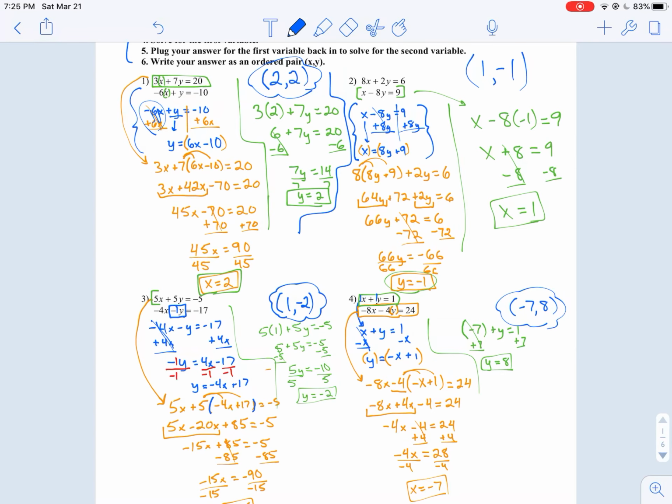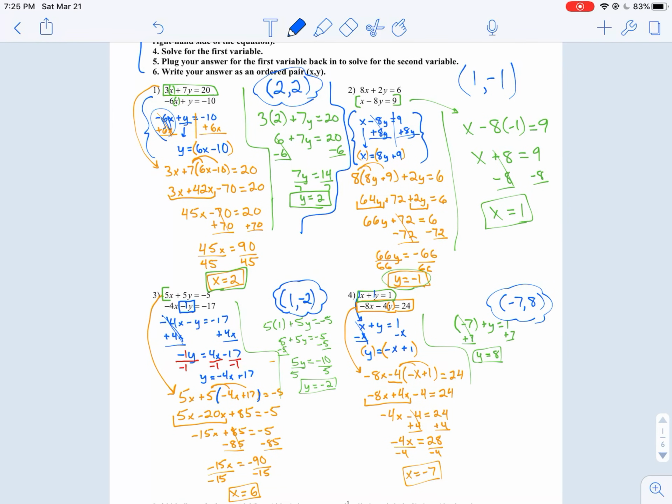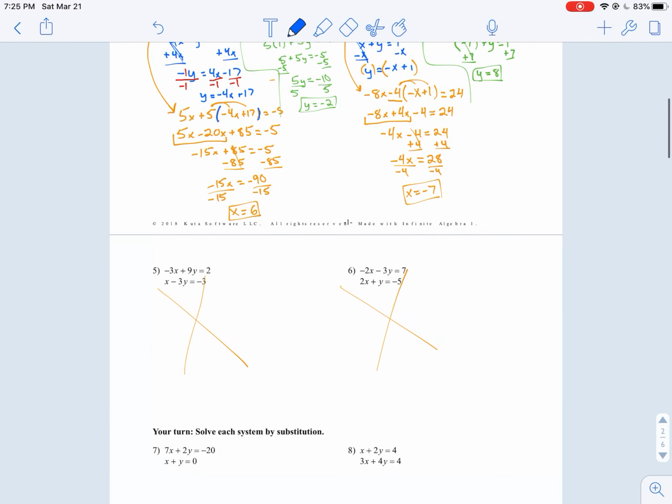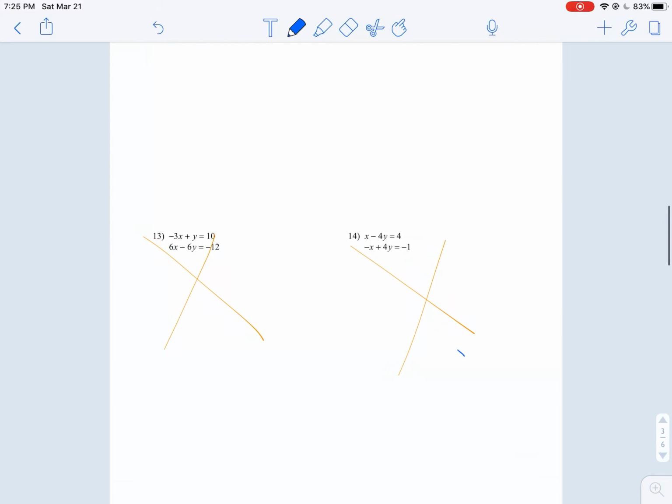So 1, 2, 3, and 4, here they are, worked answers. That's what your work should generally look like. You don't have to color code like I do, but keep it generally kind of neat. Give yourself space. And yeah, just go through it from there. Again, you don't have to do 5 and 6. And then just stop after 12.